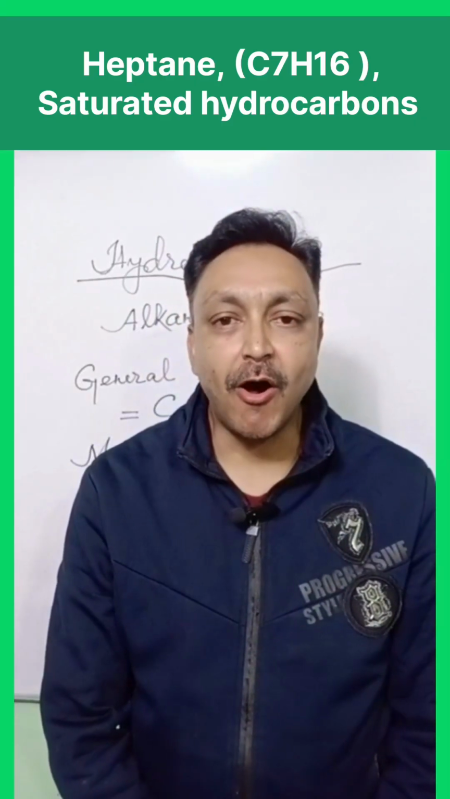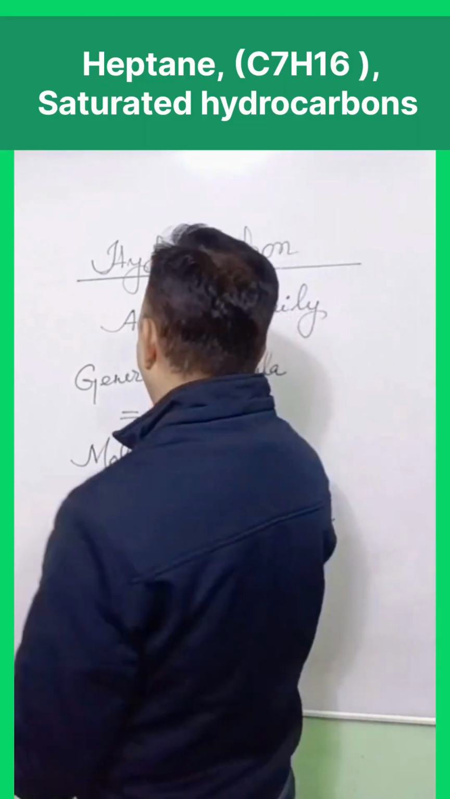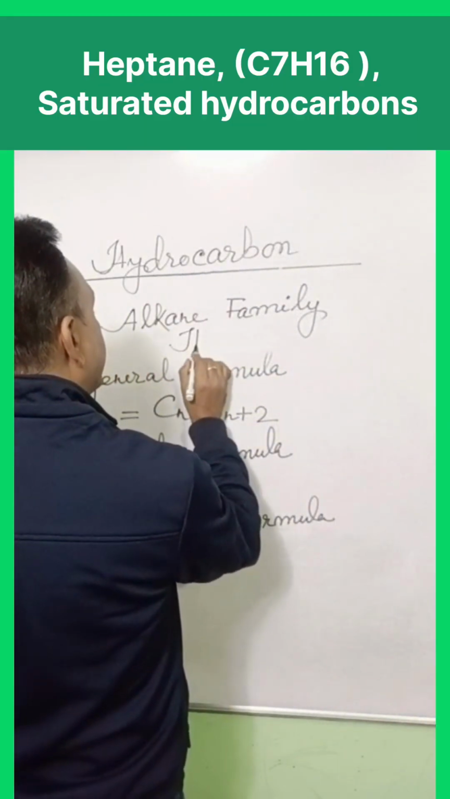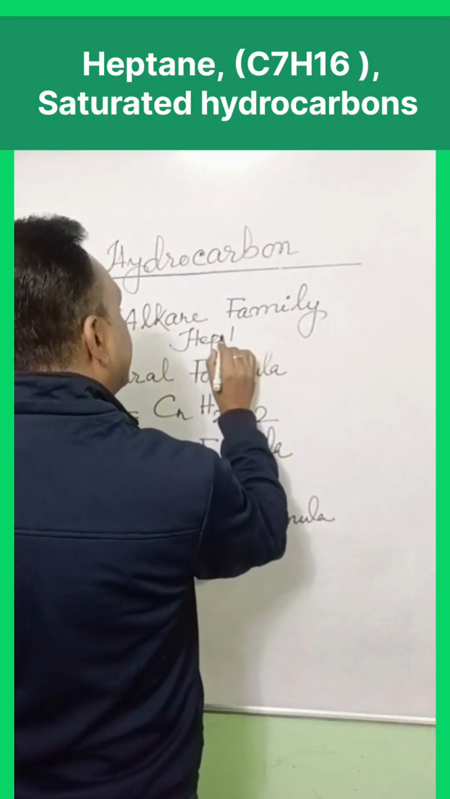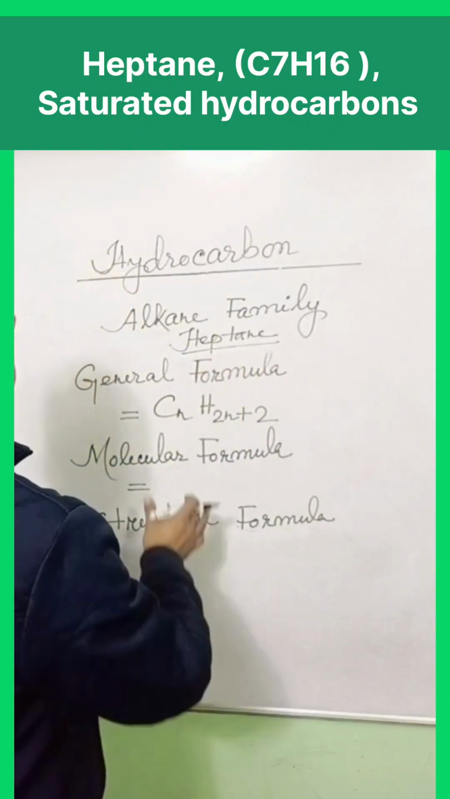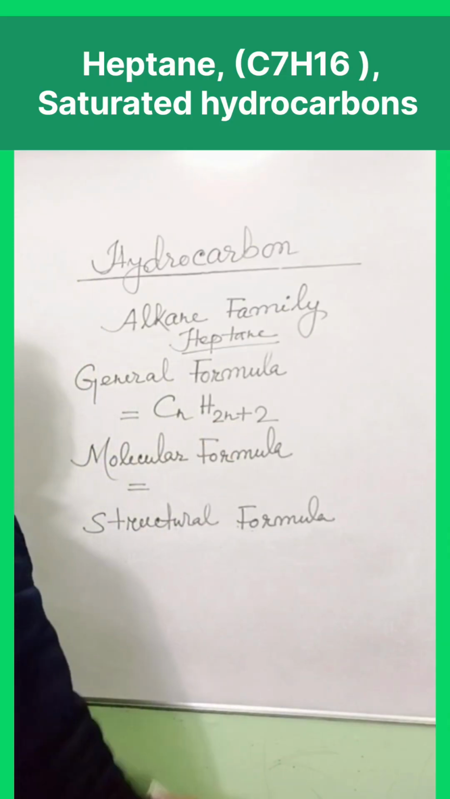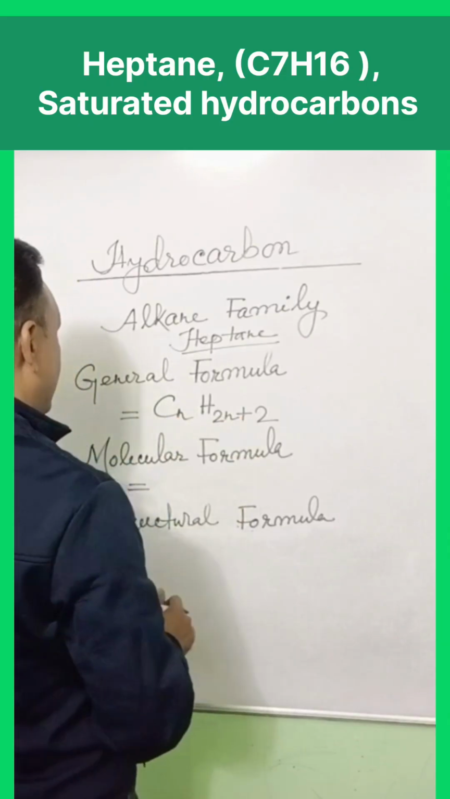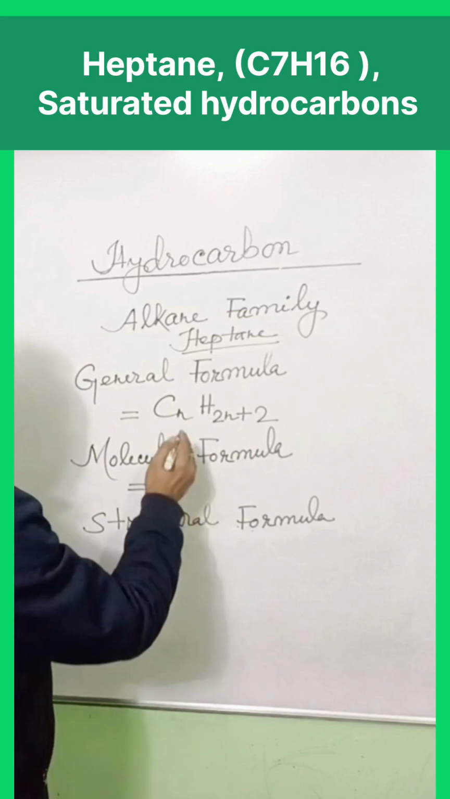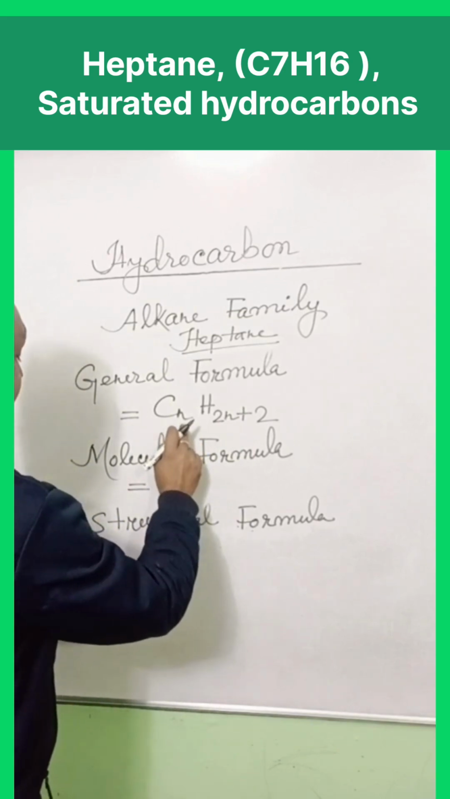Now the 7th member of the alkane family is heptane. H-E-P-T-A-N-E, heptane. Hept means 7. The general formula of alkanes is CnH2n+2. With the help of this general formula we are going to find the molecular formula. Since hept means 7, n is 7 here.